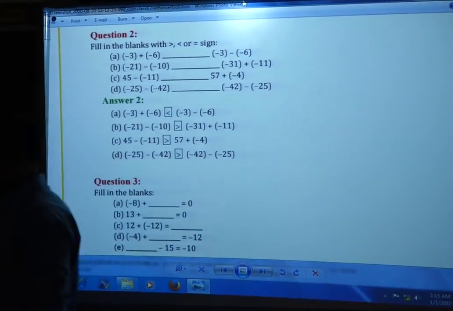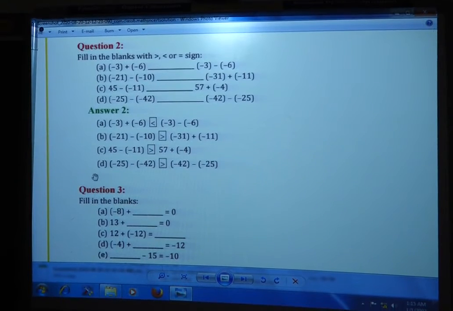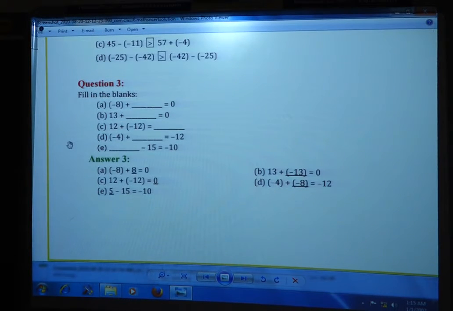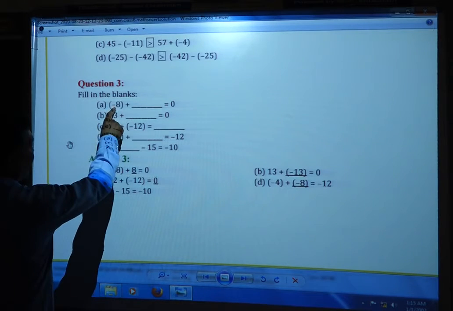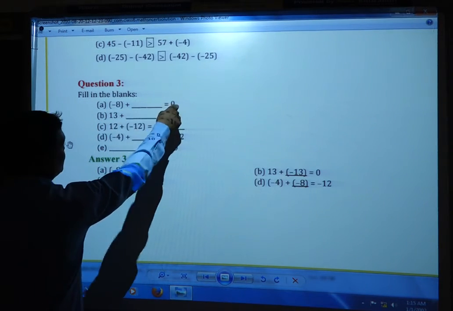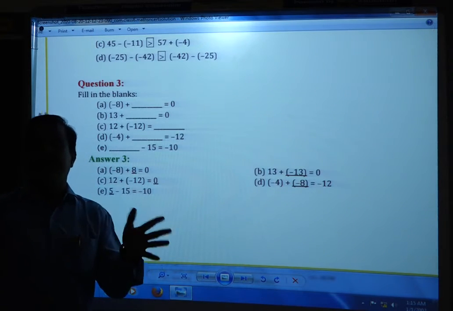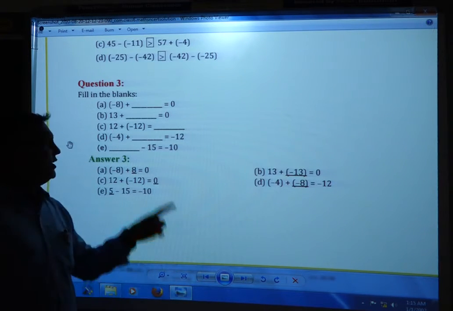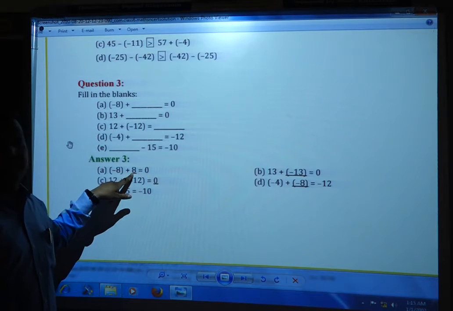The next question. Question number 3. Fill in the blanks. Minus 8 plus dash is equal to 0. From minus 8, which number do you have to remove so it becomes 0? So plus 8 you have to do, right. Minus 8 plus 8, so it became a 0. So plus 8 will become.